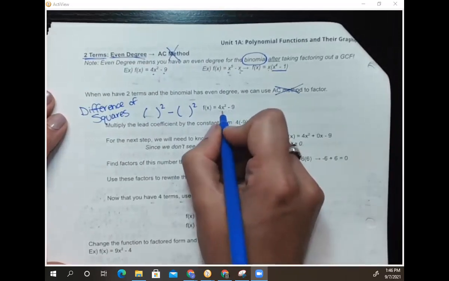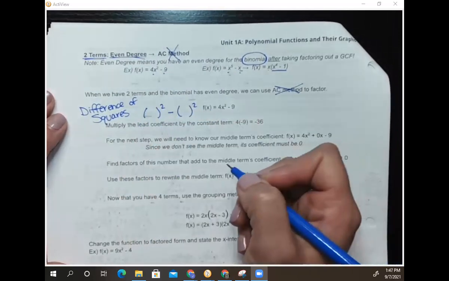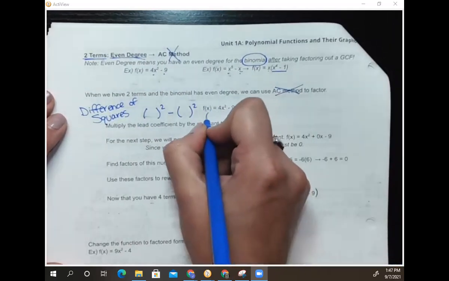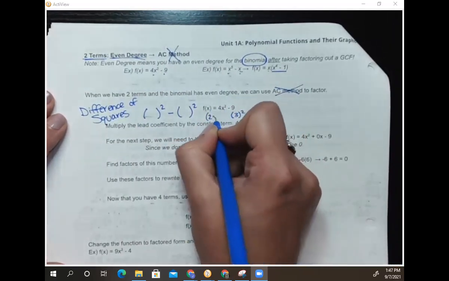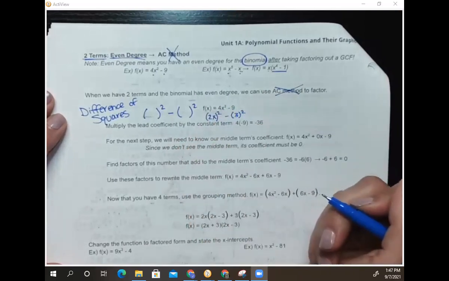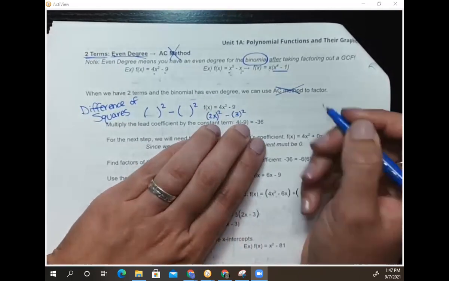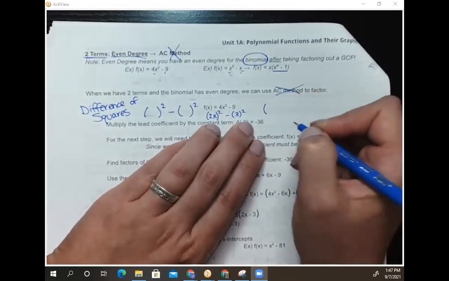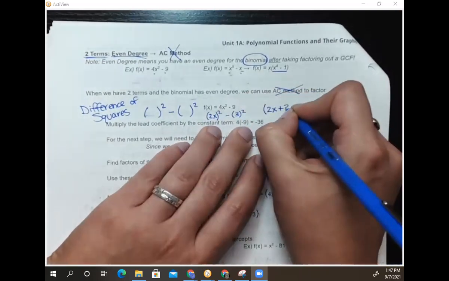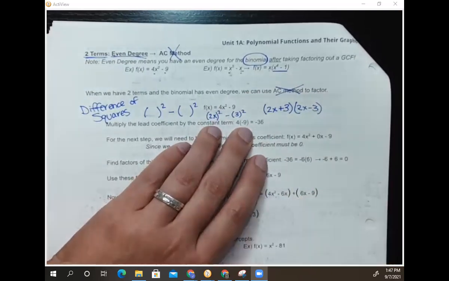So if we take a look at our first example here, 4x squared minus 9. Now this isn't written as something squared minus something squared, but 9 I know is 3 squared, 9's a perfect square. 4 is 2 squared, and x squared is x squared. So what I have here is a difference of perfect squares. Okay, so anytime I have a difference of perfect squares, my factored form is going to end up being the first term plus the second term, and then the first term minus the second term.